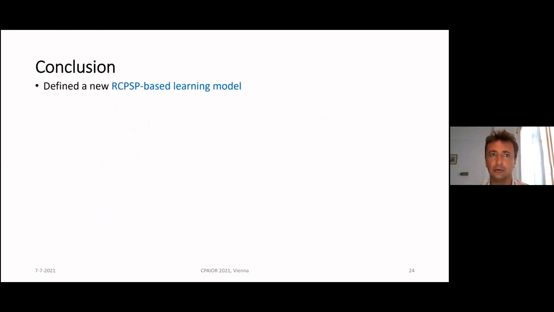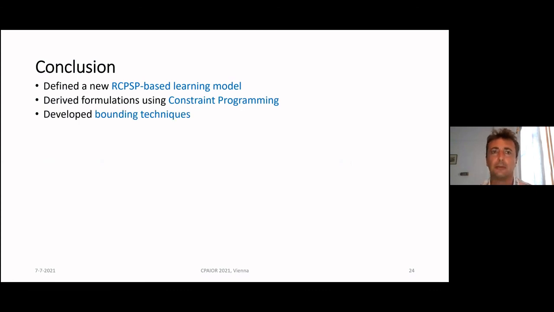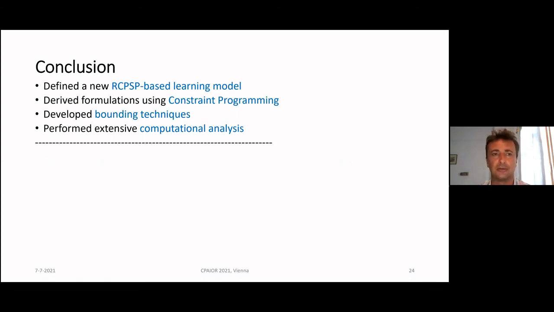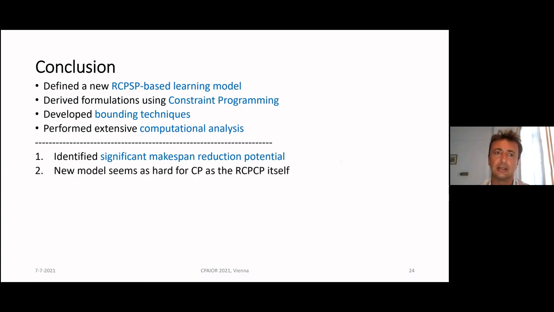I want to conclude by saying that what we did is a few things. We defined this new RCPSP with learning features integrated, autonomous learning features. We derived a couple of formulations using constraint programming and developed bounding techniques. The extensive computational study is what gave us part of our results. And our results are that there is a significant makespan reduction potential in using autonomous learning in project scheduling, in resource constrained project scheduling.